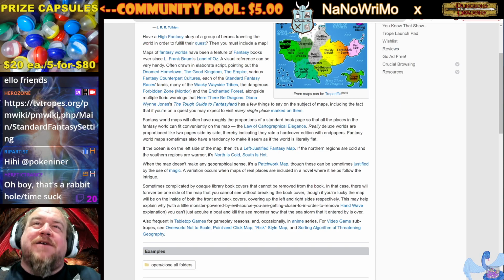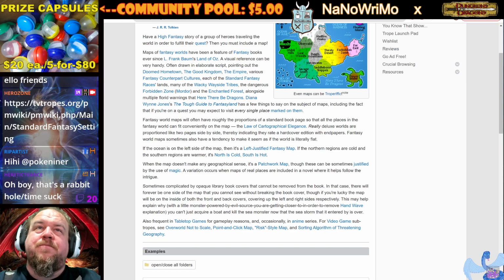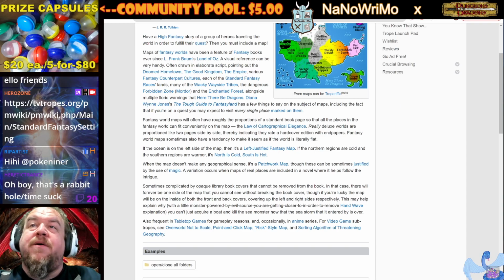Fantasy world maps sometimes also have a tendency to make it seem as if the world is literally flat. If the ocean is on the left side of the map, then it's a left-justified fantasy map. If the northern regions are cold and the southern regions are warmer, it's north is cold, south is hot. When the map doesn't make any geographical sense, it's a patchwork map. Though these can sometimes be justified by the use of magic. A variation occurs when maps of real places are included in a novel where it helps follow the intrigue.